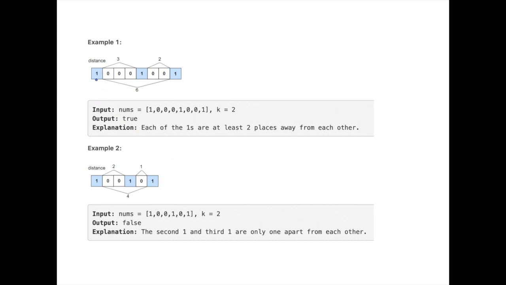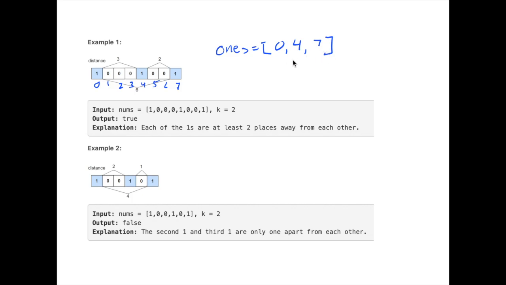In the first example, we have an array of zeros and ones. In order to make sure that all the ones in this array are at least k places away from each other, we have to know the index of where the ones are. So let's write out the index of each of these numbers. So 0, 1, 2, 3, 4, 5, 6, 7. We're going to have an array ones to store the index where there's a 1 in the array. So at index 0, we have a 1, also at index 4 and index 7.